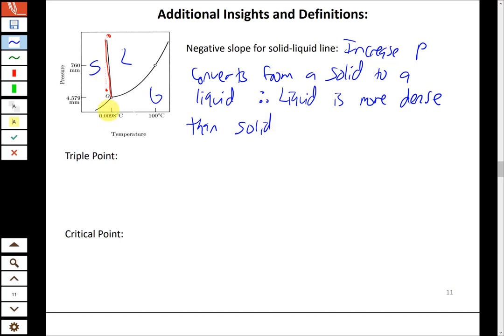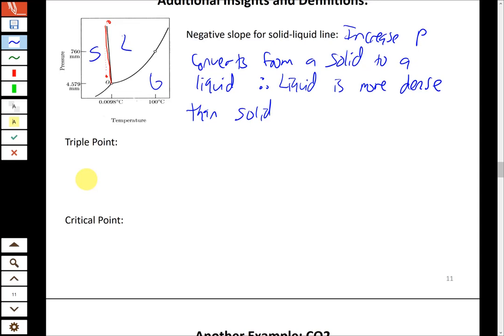So the slope of this solid liquid line can tell you which of those phases is more dense, the solid or the liquid. So as you raise the pressure, you're increasing the density of the substance by basically forcing it to be more compact. And as you raise the pressure in this case, it'll cross over that line and go from solid to liquid. All right, so that's what the negative slope of that tells us.